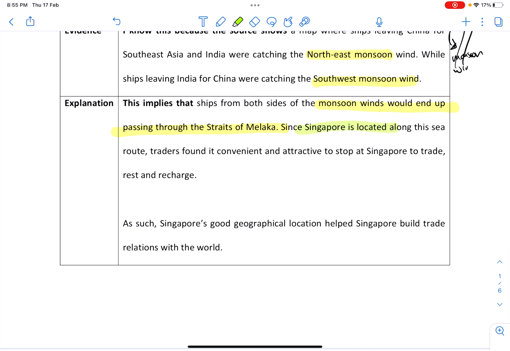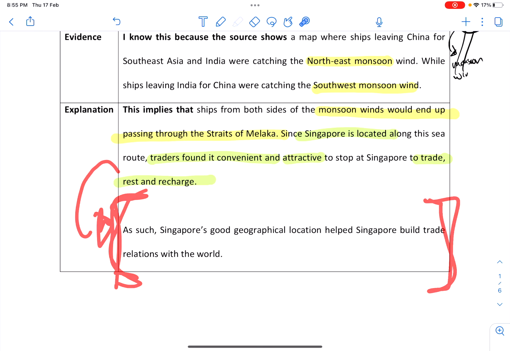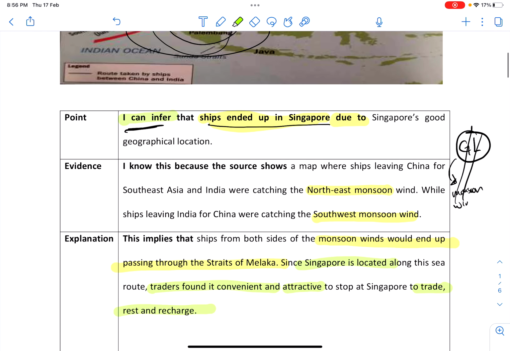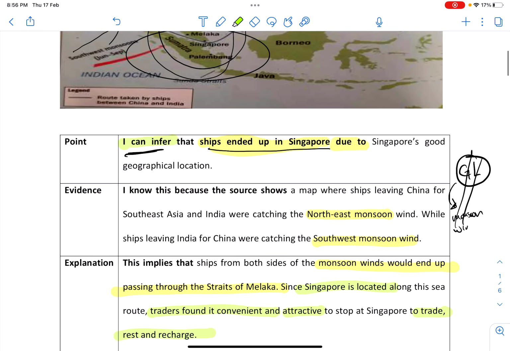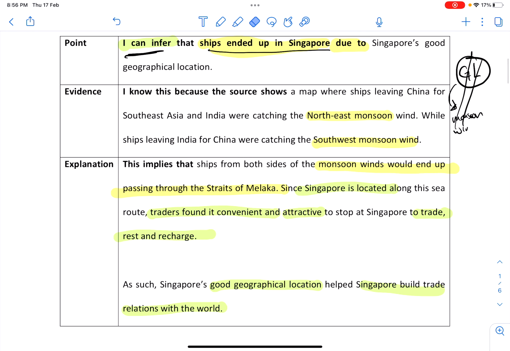Okay, as such, Singapore is a place that is very convenient, very attractive for the traders to come here to trade, to rest, and recharge. And then I draw the link. As such, this explains my point that Singapore's good geographical location helped us to build strong trade relations with the world. Okay, so take some time to digest this, all right, which will explain exactly how you can make your inference. All right, the next video we'll move on to 2 more examples for your inference.